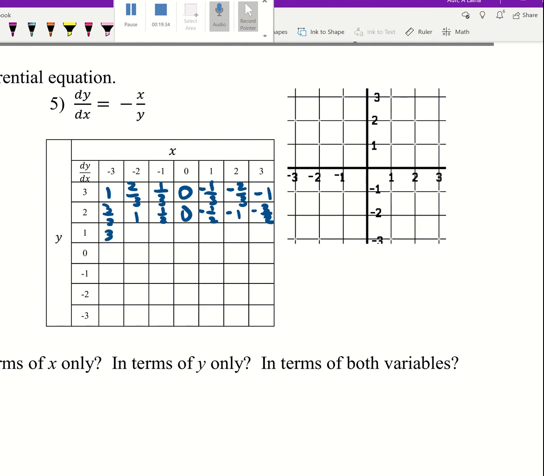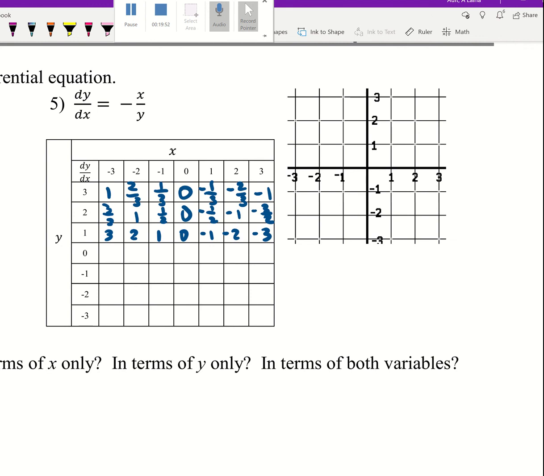If I put in a 3 here, then what I would get is negative 3 divided by 1 with another negative. So this would be 2, 1, 0, negative 1, negative 2, negative 3. Now, each of these numbers are slopes.